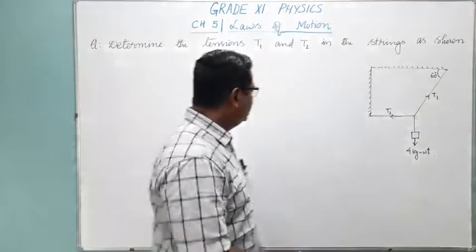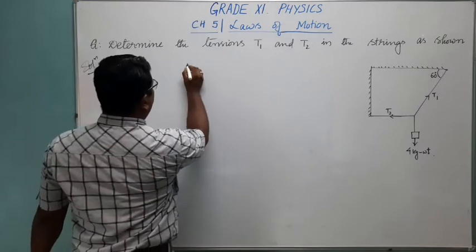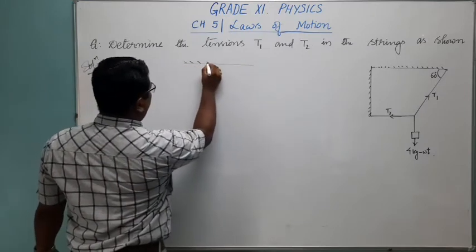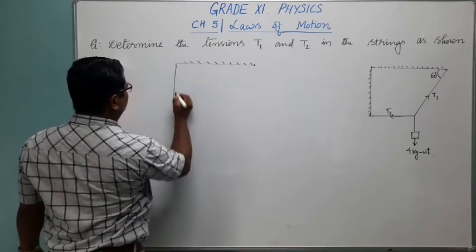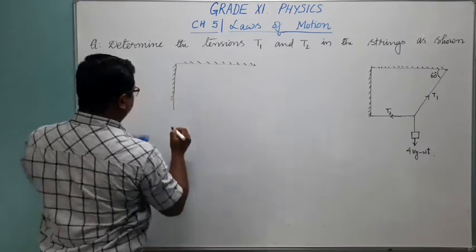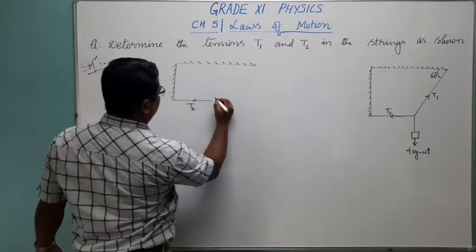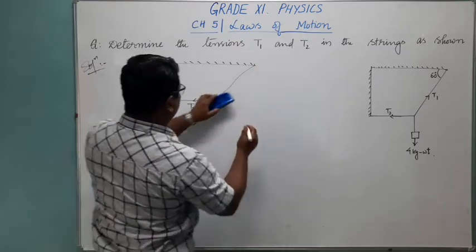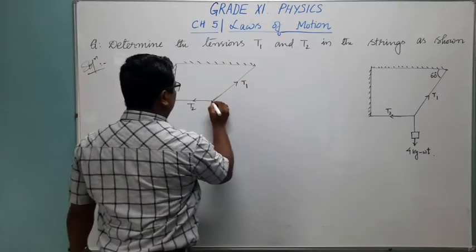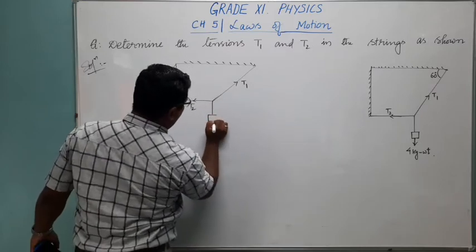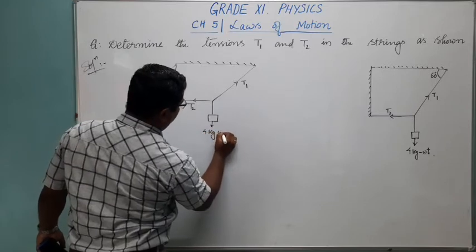So what you have to do is, when you do the solution, you will redraw the diagram nicely. These are the rigid supports. This is the ceiling, you can think like that. Then here you have the wall. One wall is given to you. Then one string kept like this, tension is T2. And one string is given like this. This is T1. And one load is hanging. The load weight is given as 4 kg weight.